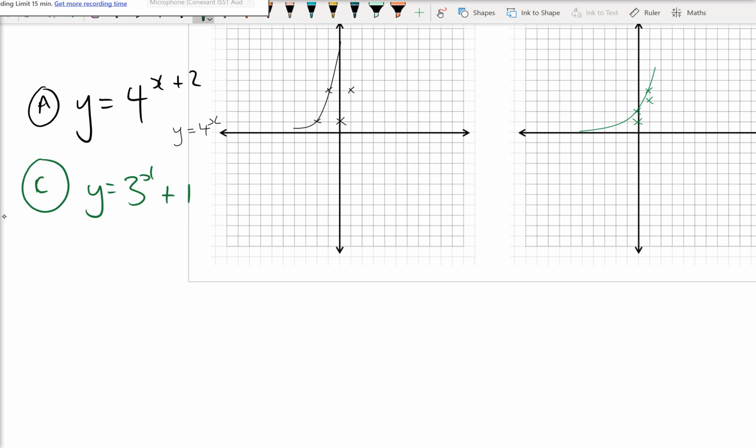No. Because what moves? The asymptote. And I need to make sure I move my asymptote. So my asymptote is now along there, in a nice rainbow colour for everyone. Well, that's a poor graph. But here's my graph like that. Happy with that?